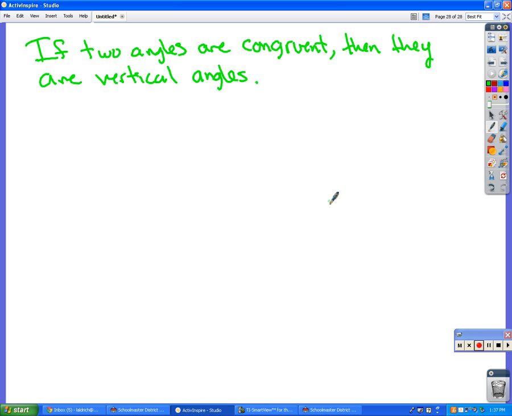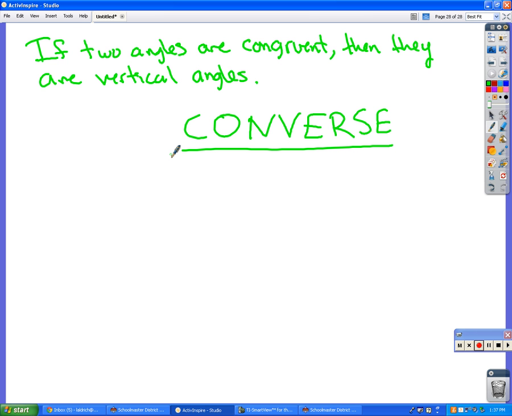The fancy logic word for it. Does anybody know? Starts with a C. Consecutive. Congruent. Contrast. Contract. Convex. Converse. I was right. Okay, that's called the converse, okay? Converse also. Right, like a shoe. When you switch it around, that's called the converse.